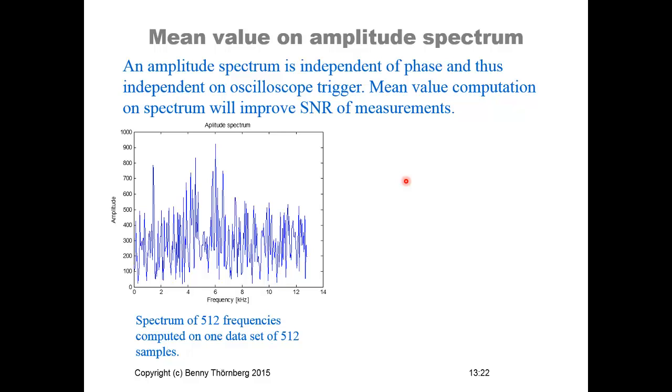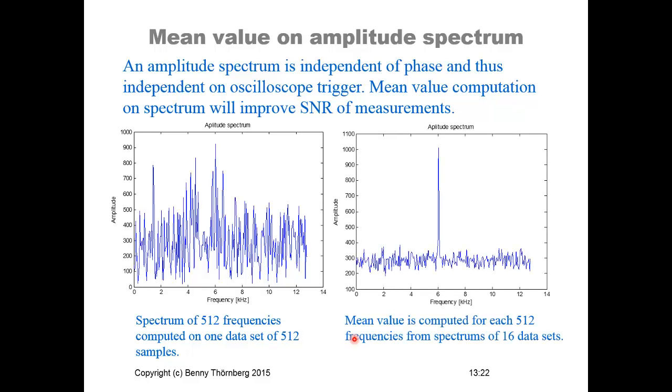We can allow the oscilloscope to trigger just randomly, whenever it can start and end the data set, and use that kind of data for computation of the amplitude spectrum. This is an example of the same signal that we saw on the previous slide. We have computed the amplitude spectrum on 512 samples in the data domain, and after the discrete Fourier transform we will also have a spectrum divided on 512 frequencies, computed on this data set of 512 samples.